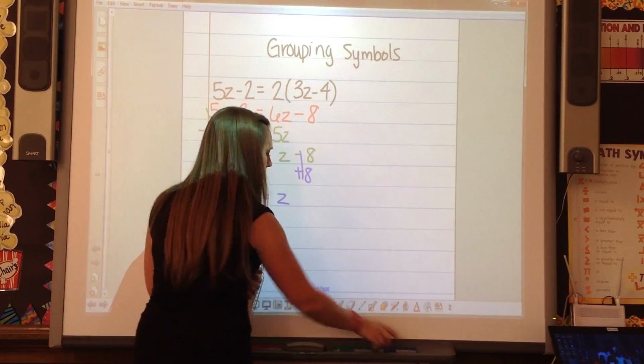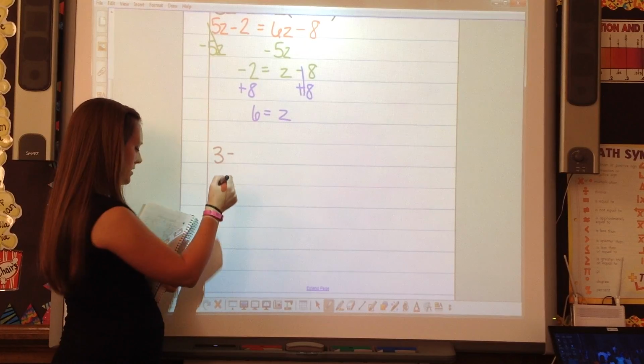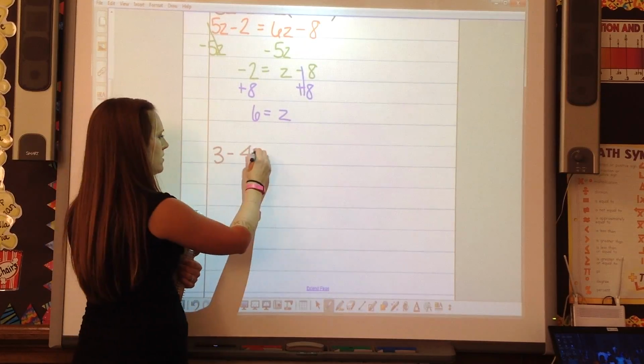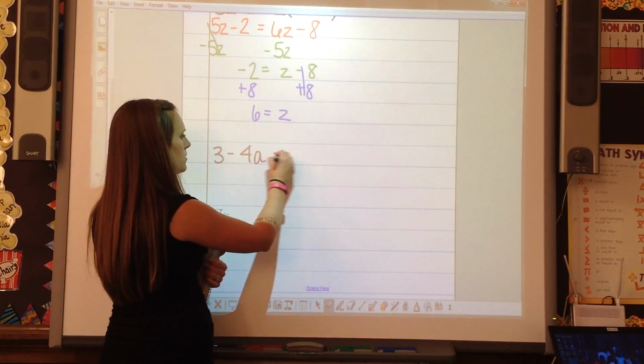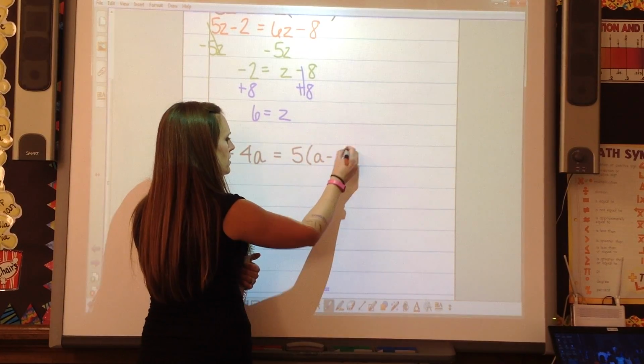Go ahead and try this one. 3 minus 4a equals 5 times the quantity, a minus 3.